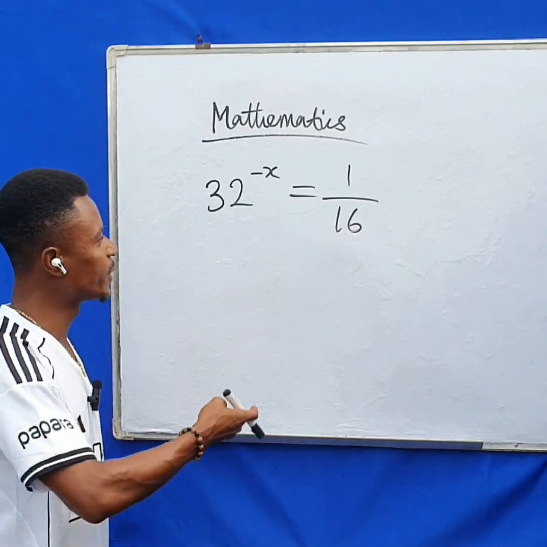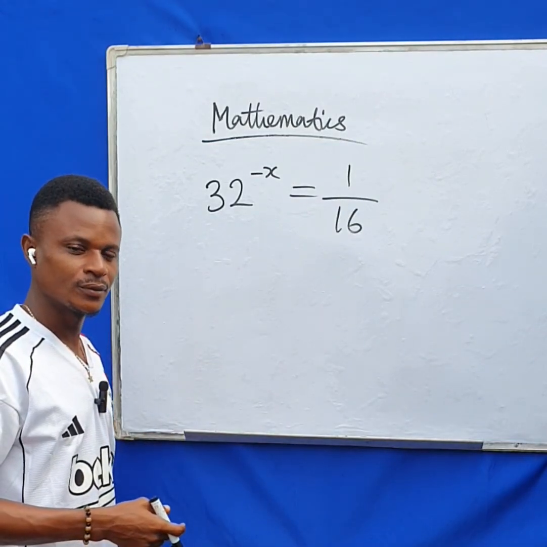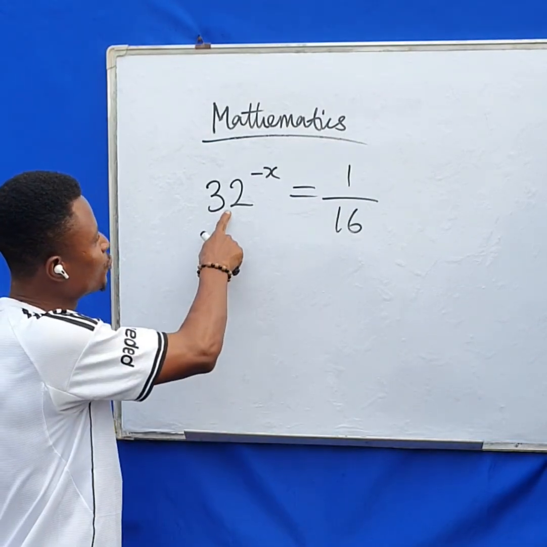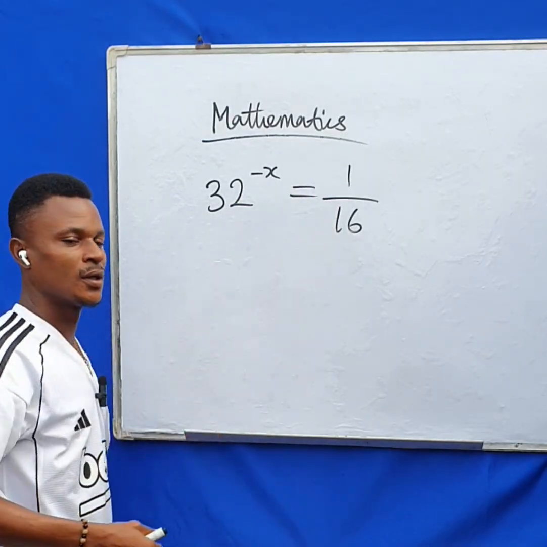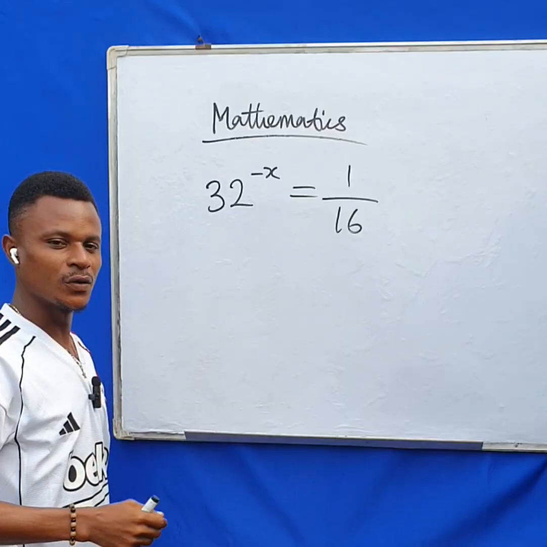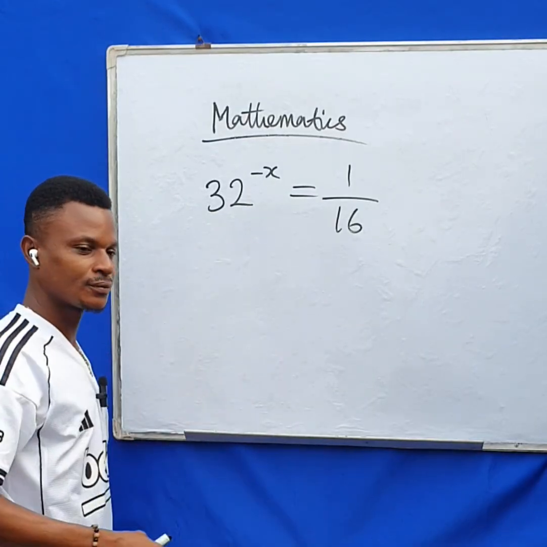Let me show you how to solve this kind of math question on the board. We are given 32 raised to the power of negative x equal to 1 over 16, and we are expected to find the value of this x.